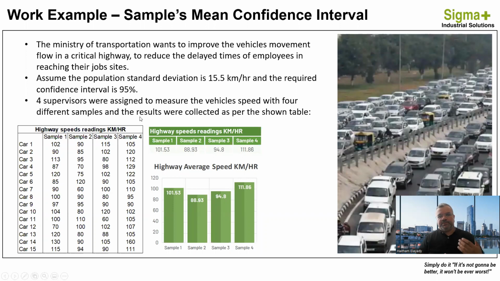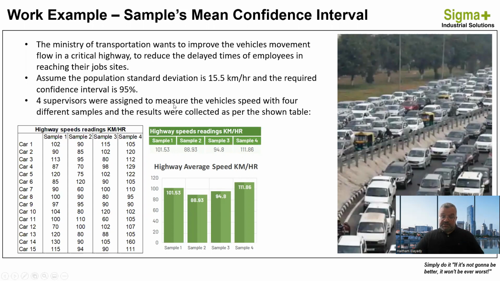Let's take a work example to better understand what we mean by the confidence interval of a sample mean. Suppose there is a Ministry of Transportation that wants to improve the vehicle movement flow on a critical highway to reduce the delay times of employees in reaching their job sites. One of the pieces of information they need is the average movement of cars on that highway. Assume the population standard deviation is 15.5 kilometers per hour, and the required confidence interval to conduct the statistical study is 95%.